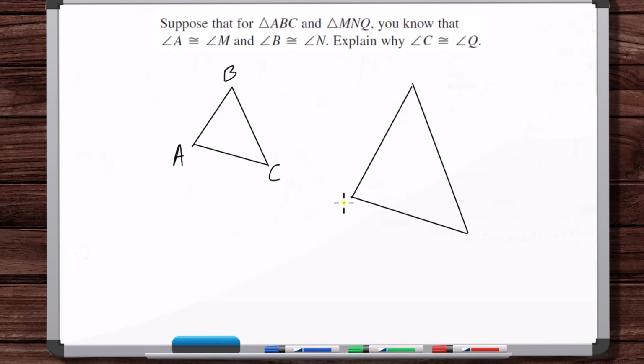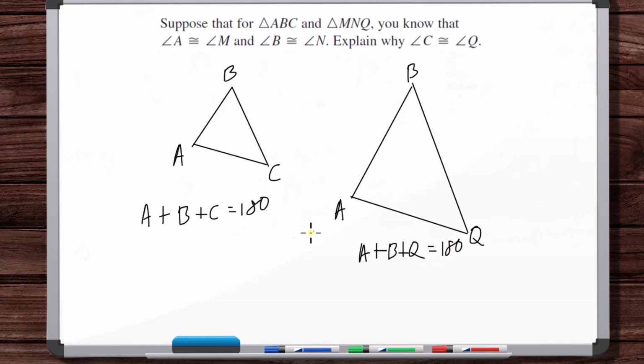As far as measures go, you could change M to A and N to B, right? Just as far as measures go, just so we can see this clearly. And all we're left with is C and Q, which may or may not be congruent. We don't know, right? Okay, and so with that, we can say that A plus B, imagine I'm saying measures of angle A, measures of angle B, plus C is equal to 180, right? And then here, A plus B plus Q is equal to 180. Everything checks out so far.